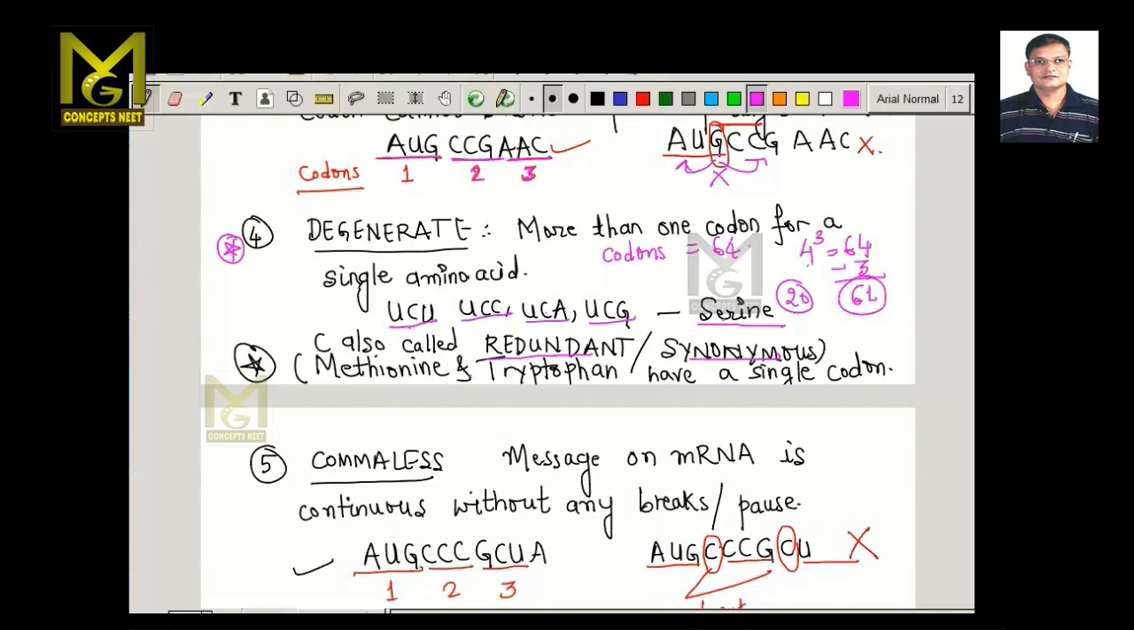There are very exceptional cases like methionine and tryptophan, which have only a single codon. This is also a most important thing which you have to remember.